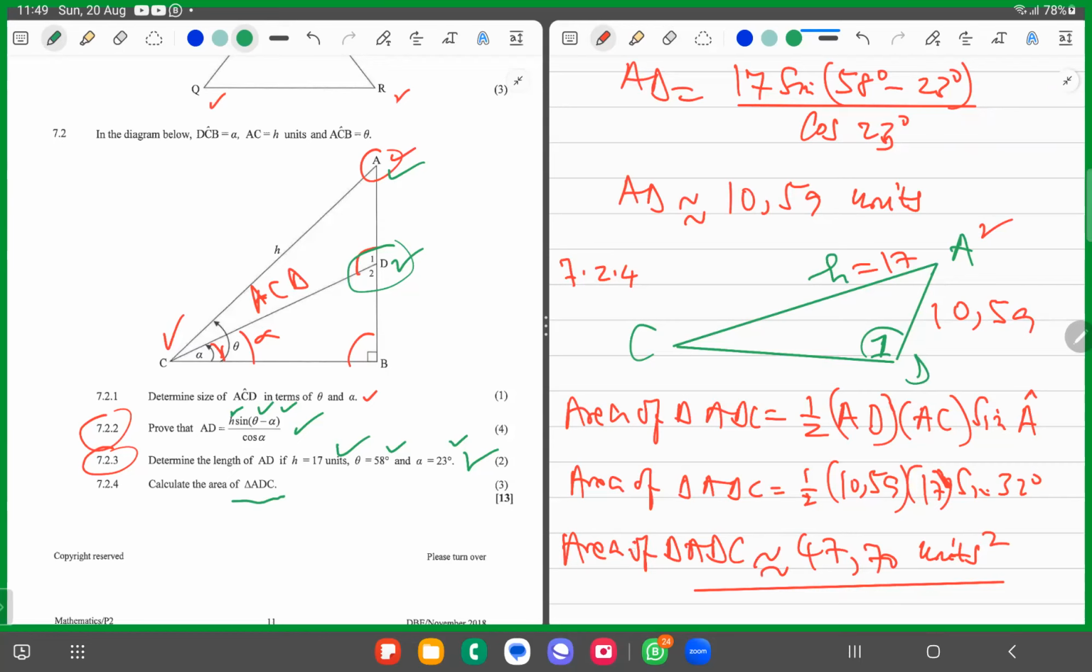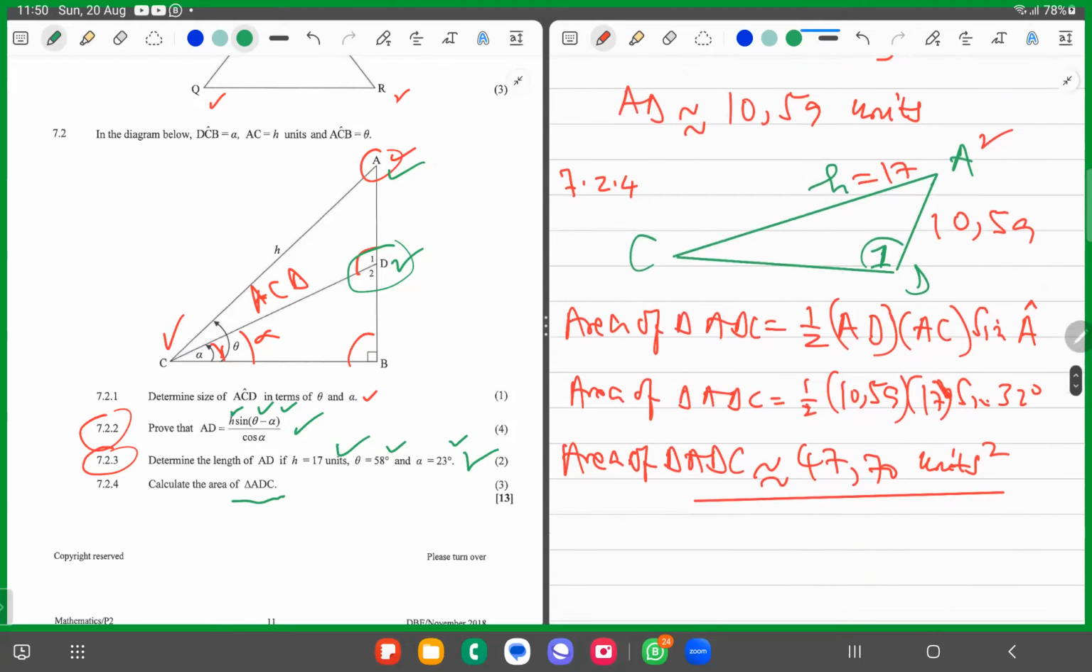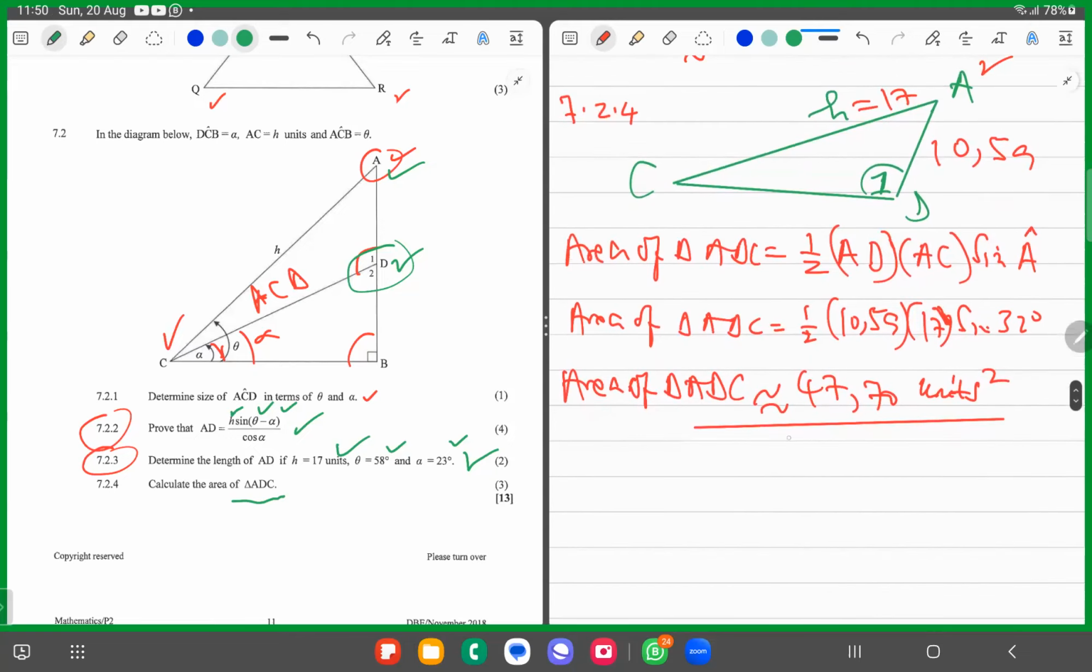So ADC is actually 47,70 units squared. That is the area, or square units. So we can also say in 7.2.4, the answer is approximately 47,70 square units of area. Now there's something else.